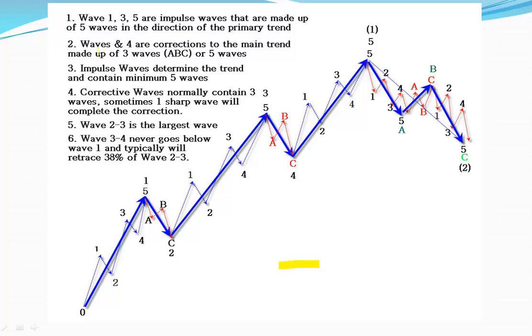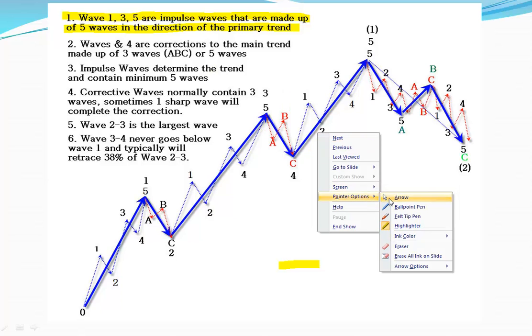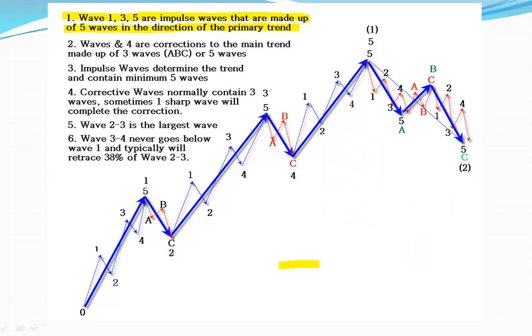Okay, good. Now, waves 1, 3, and 5 are impulse waves made up of 5 waves in the direction of the primary trend. All right, it's hard for me to see that, so let me go back to the felt tip. Which means that's what we have here: 1, 3, and 5 are made up of 5 waves, and here are the 5 waves that we just discussed.